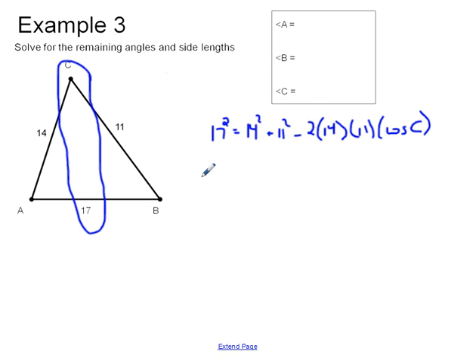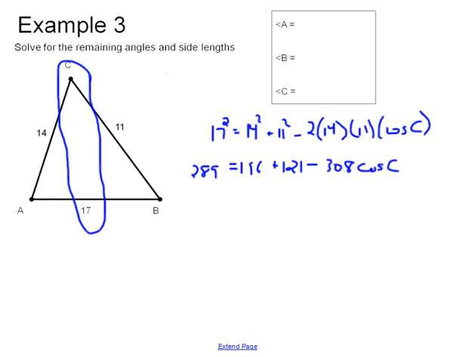So I want to solve all of this. So I want to find what 17 squared is. So that's 289. 14 squared comes out to 196. 11 squared is 121. 196, 121, minus our 2 times our 14 times 11 is 308 cosine of C.